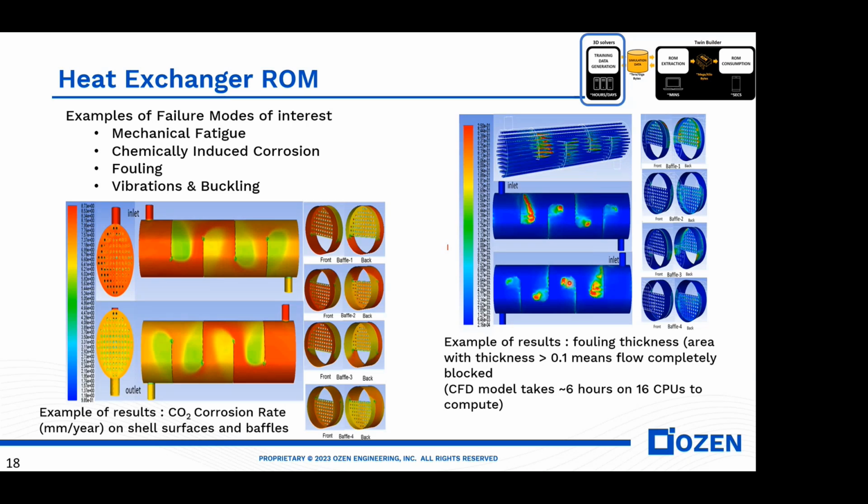If the corrosion rate is like this, what will the buckling value be, what will the deformation value be, what will the stress value be under different load conditions. In this case, we already have the case and data file for the temperature distribution inside the heat exchanger. And now we are trying to extract the reduced order model for the temperature distribution.